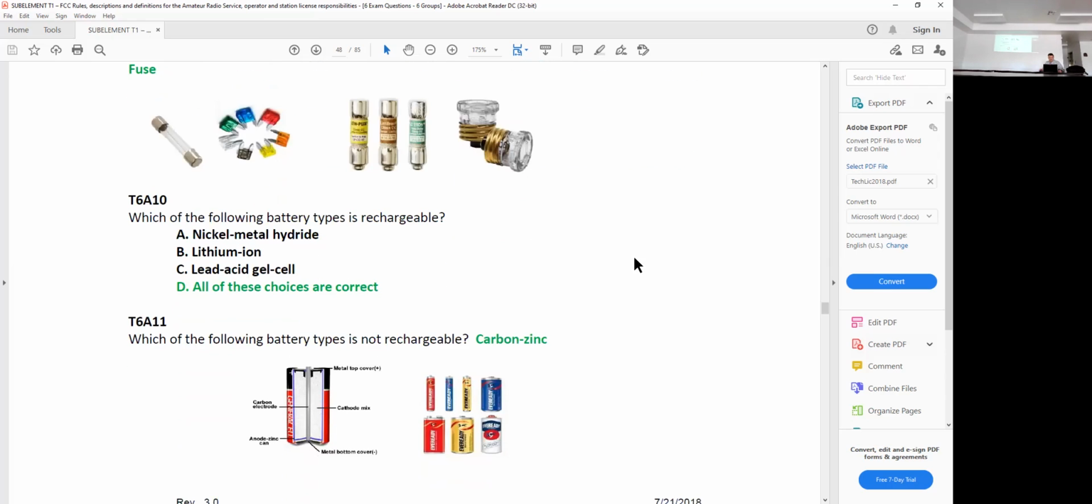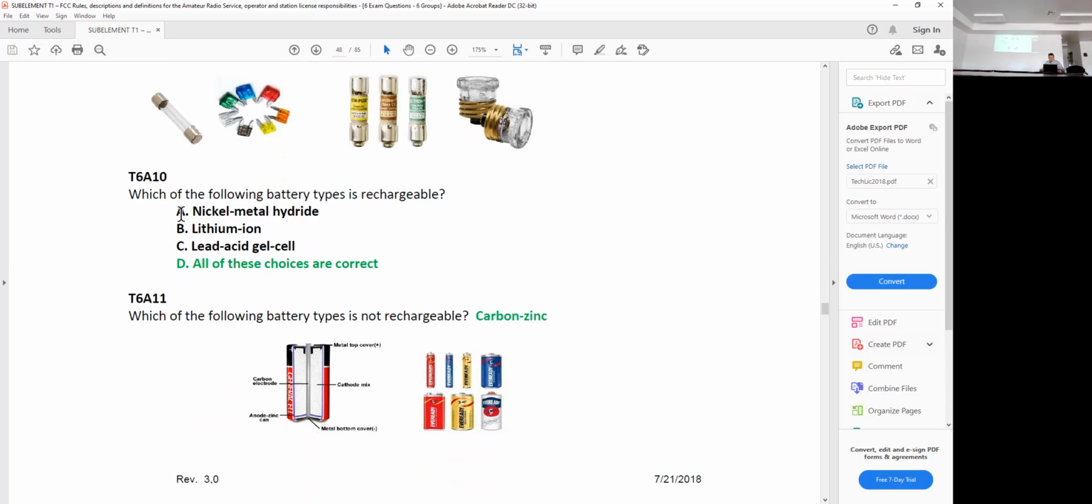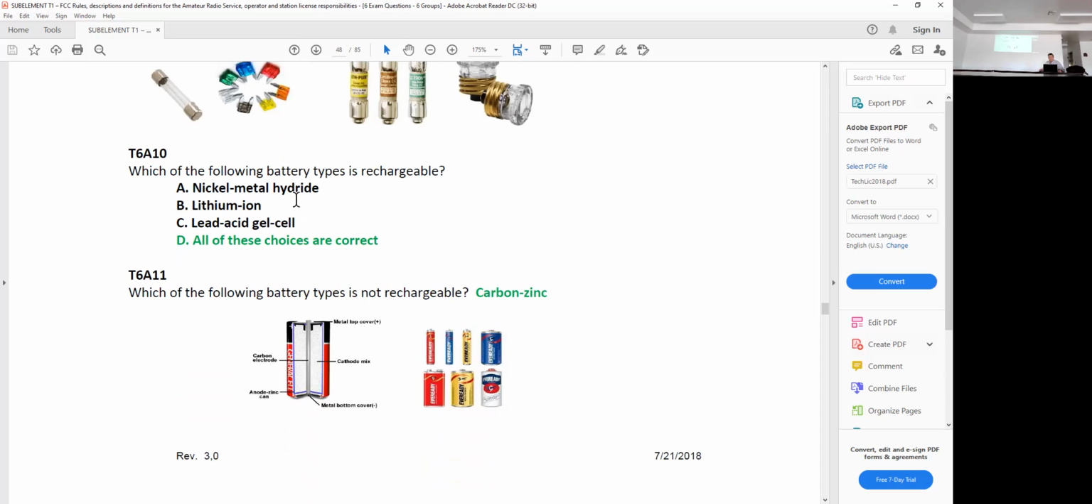Which of the following battery types is rechargeable? And the answer is all of these: nickel metal hydride, lithium ion, and lead acid gel cell. Your phone in your pocket has which type of battery today?